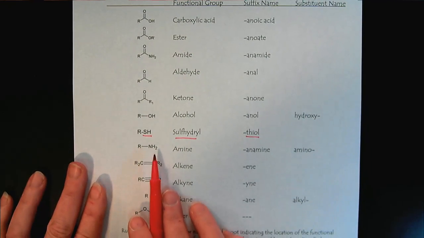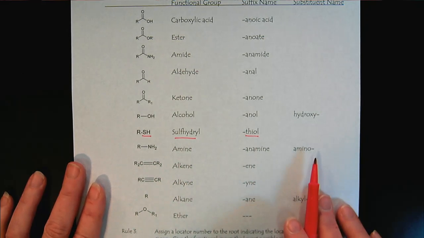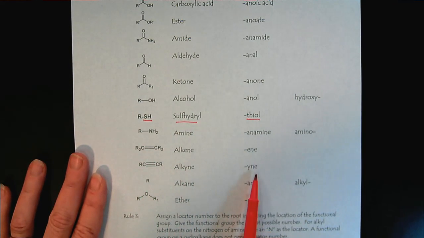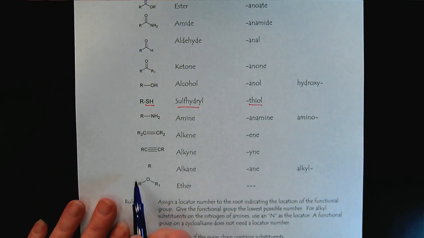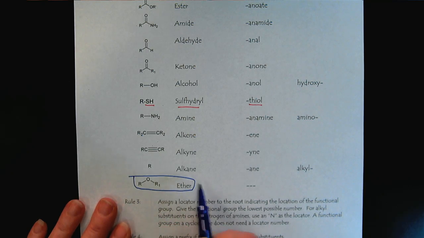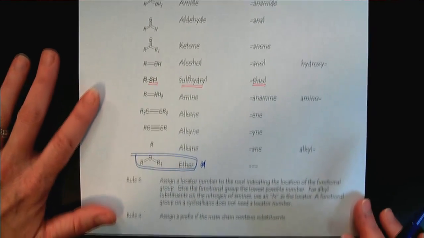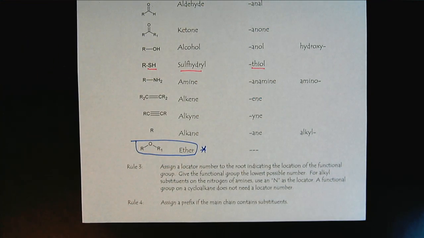We will learn how to name amines, -anamine, and amines are another one, particularly amino acids, so we need to know the substituent name. And then we've already learned how to name alkenes and alkynes and alkanes. And there's also a separate video tutorial on ethers that goes with the esters. All right, so we can see how important it is to recognize our functional groups.